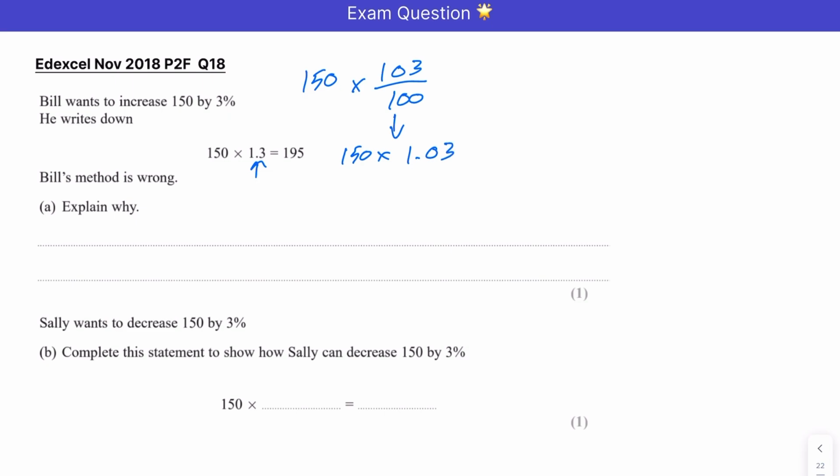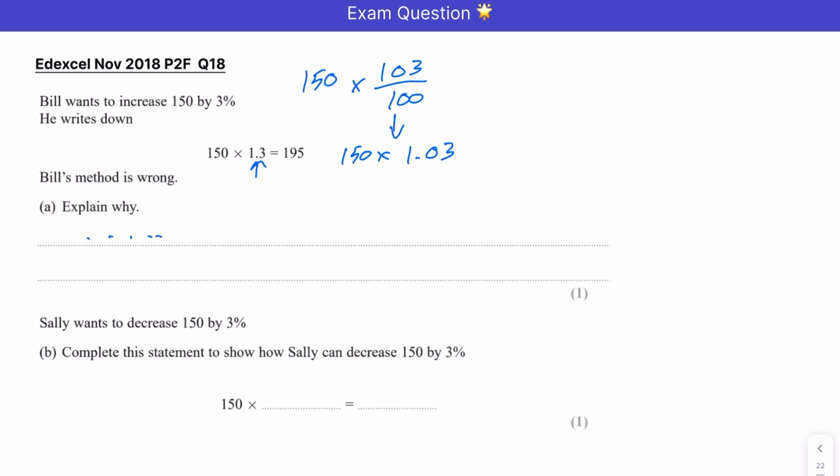So hopefully you can see where he's made the mistake. Okay, and then Bill's method is wrong, and it says explain why. And here you would just write, it should be 1.03 and not 1.3. Okay, you're just going to write that there.